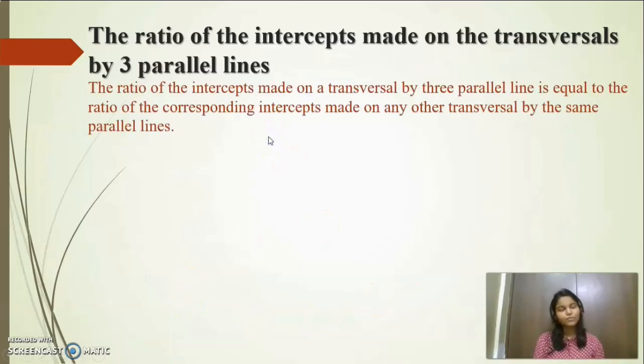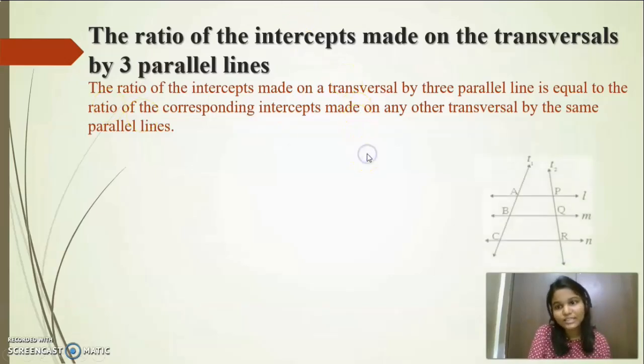What does the statement of this property state? The ratio of the intercepts made on a transversal by three parallel lines is equal to the ratio of the corresponding intercepts made on any other transversal by the same parallel lines. How many parallel lines? Three. So first you need three parallel lines, three lines which are parallel to each other. Thereafter you will need two transversals, such that both the transversals are intersecting all the three parallel lines.